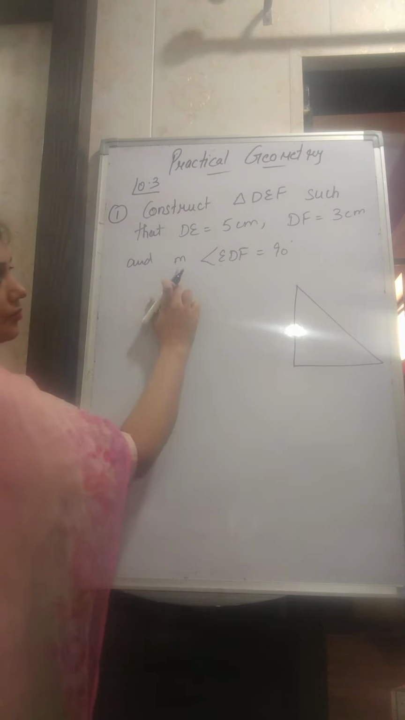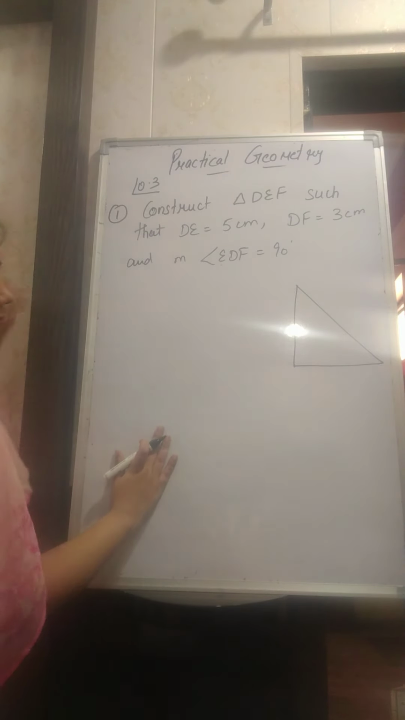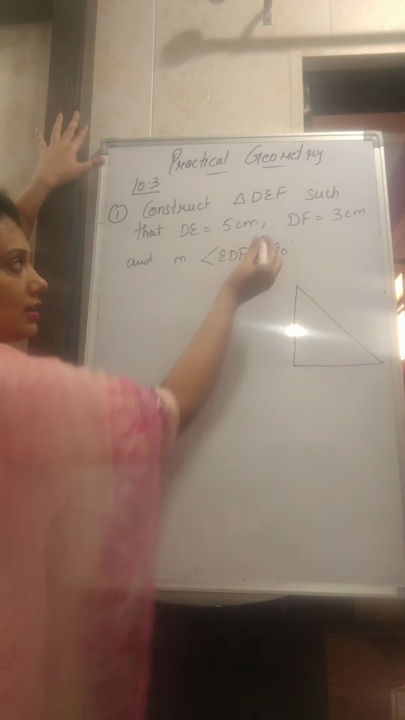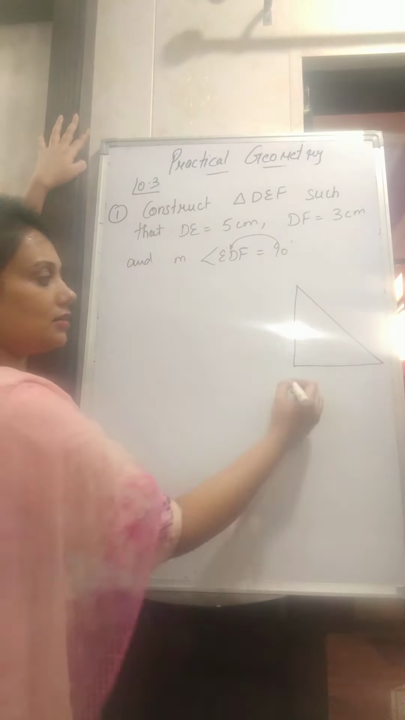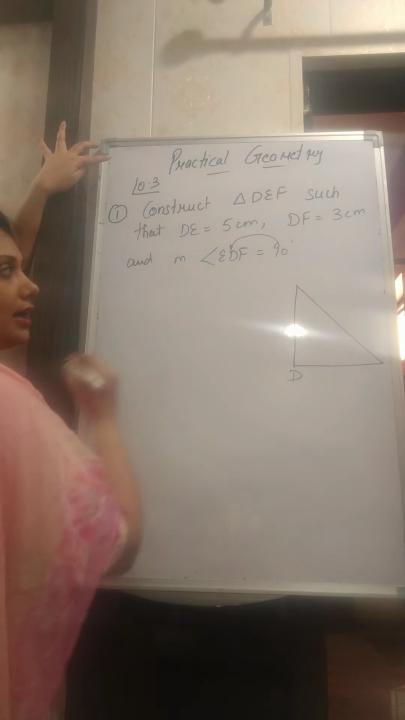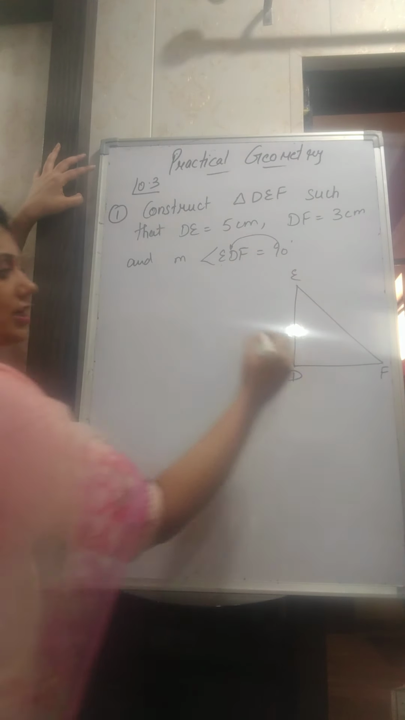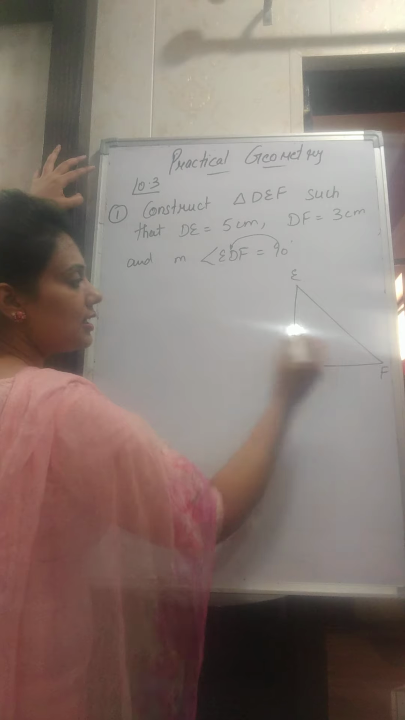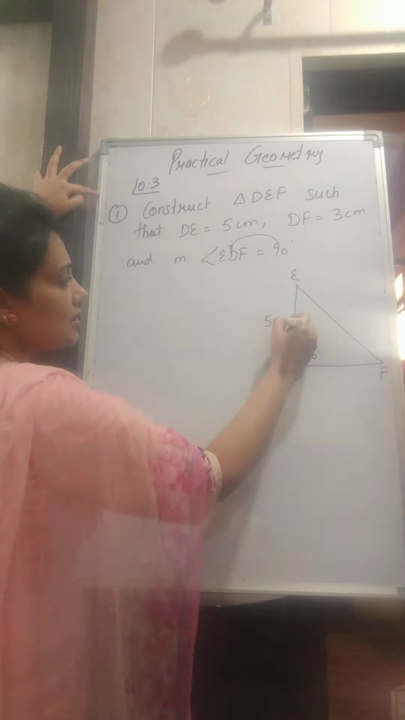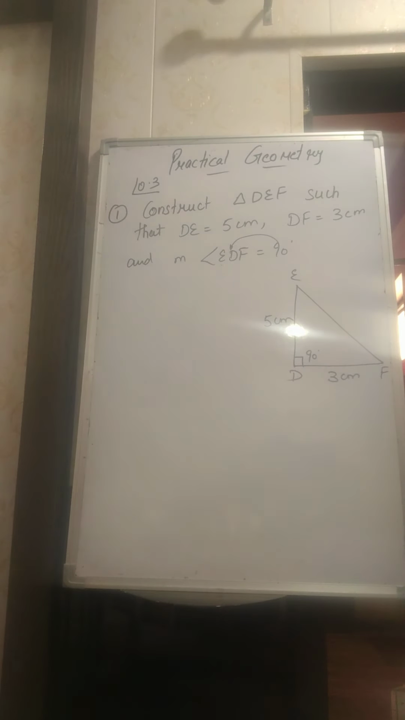Now see. Measure of angle EDF is 90. It means this 90 degree is at what point? It is at point D, right? So E and F we can take anywhere. So it means this is 90 degree. What else is given? DE is 5 centimeter. DF is 3 centimeter. This is our rough figure.